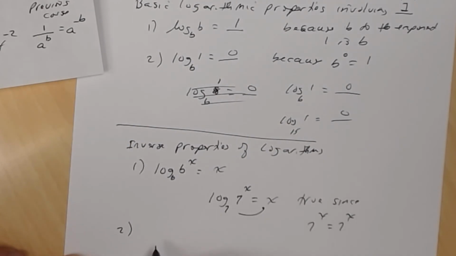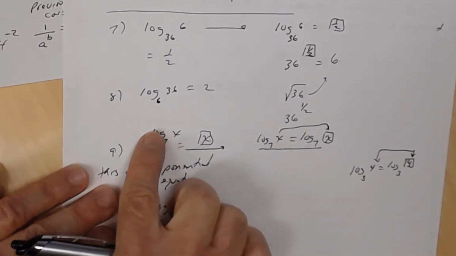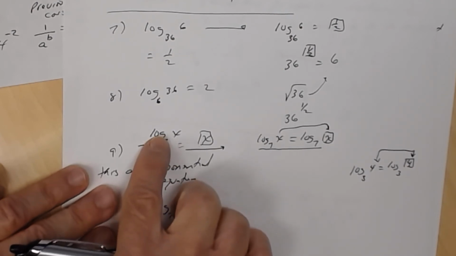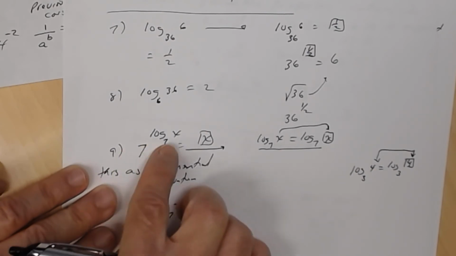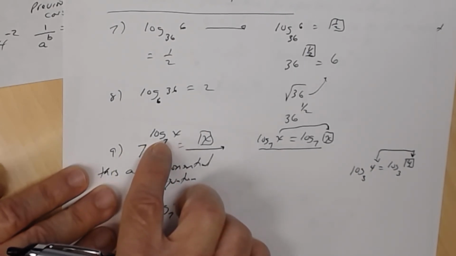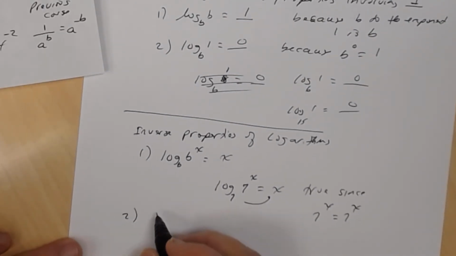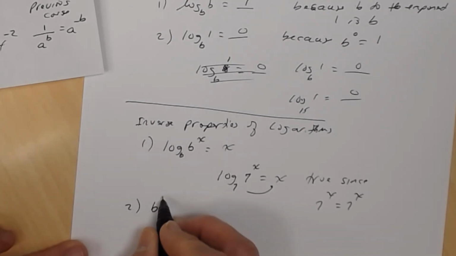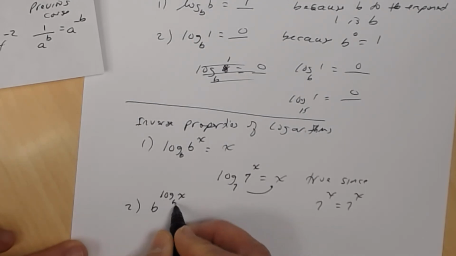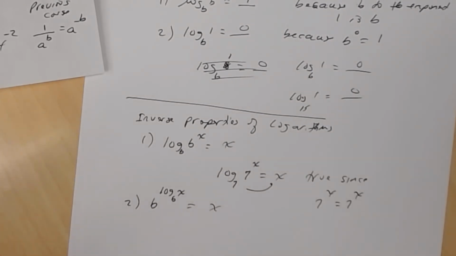And then number 2 goes with this one. I want to remind you, remember number 9 where the exponent contained the word log? Notice that these bases are the same. The base of the exponential is the same as the base of the logarithm. And so the answer is just the argument. So this is what the second property says. If you have b, and my exponent is log of x base b, so the base is the same, then that should equal the argument. That should equal x.